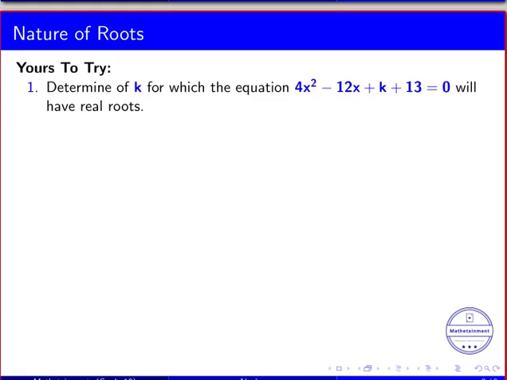So now I'm leaving you with a problem to try. We are required to determine the value of k for which the equation 4x squared minus 12x plus k plus 13 equal to 0 will have real roots. Please incorporate everything that we did today, starting from that diagram of the discriminant, and check all the possibilities and what you require the discriminant to be in order for you to have real roots in your equation.